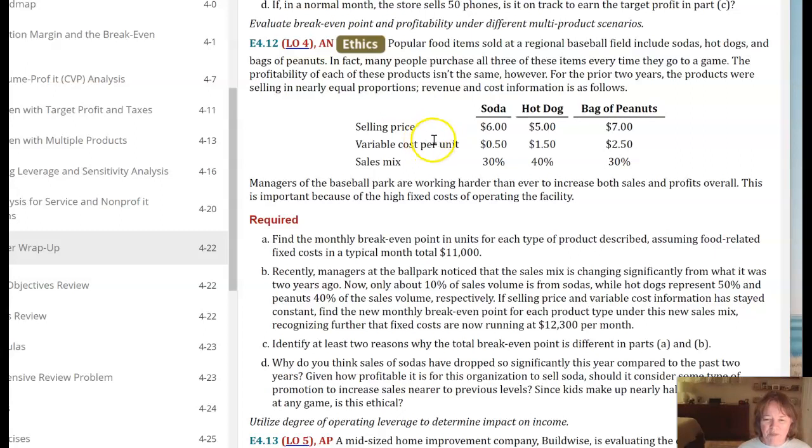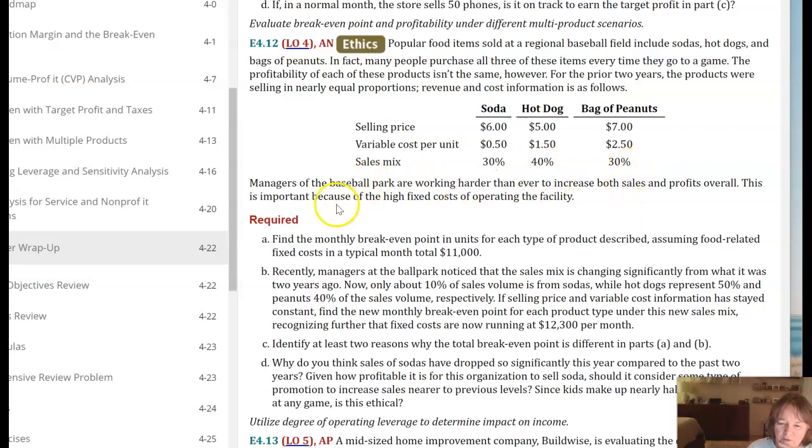So the selling price of a soda, $6? Really? $6? Variable cost is 50 cents, so they're making a lot of money here on soda. A hot dog is $5.50 with a $1.50 variable cost, and a bag of peanuts is $7. Must be a big bag, with a $2.50 variable cost per unit. So the sales mix is 30%, 40%, 30%.